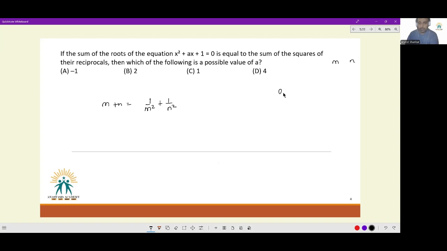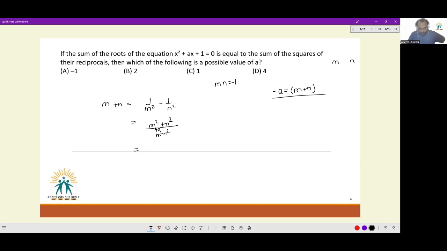Now a itself is negative sum of roots, or minus a is equal to m plus n. Sum of roots is given by minus b by a. Now we can play around with the right hand side. This gives us m square plus n square by m square n square. Now product of roots according to the equation, mn, is equal to 1. Product of roots is 1.